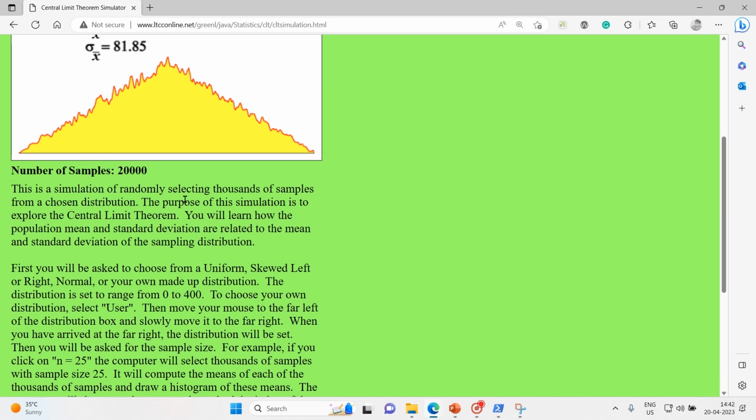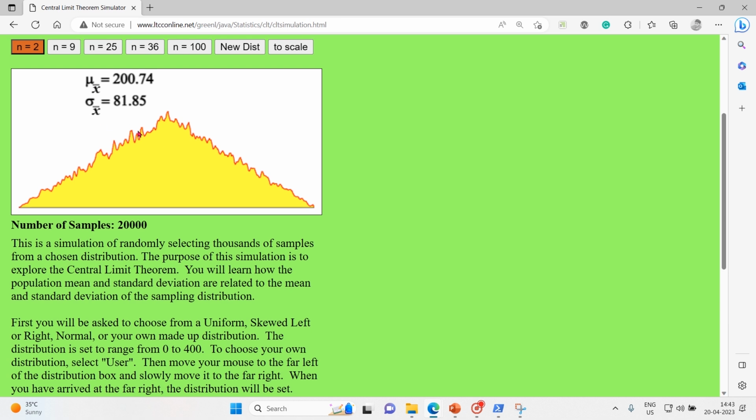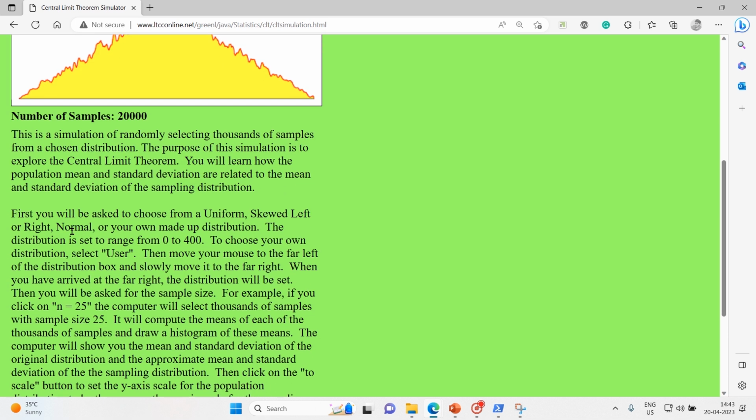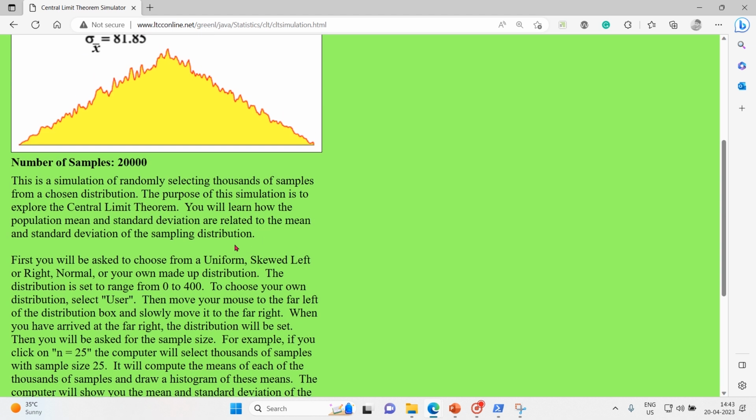So this is a simulation of randomly selecting thousands of samples from a chosen distribution. The purpose of this simulation is to explore the central limit theorem. You will learn how the population mean and standard deviation are related to the mean and standard deviation of the sampling distribution. Here you can see the x bar, which is called a statistic. These are not parameters, these belong to samples. First you will be asked to choose uniform or skewed, whichever, and then you select the respective one. Then you will be able to see. That's the process here.